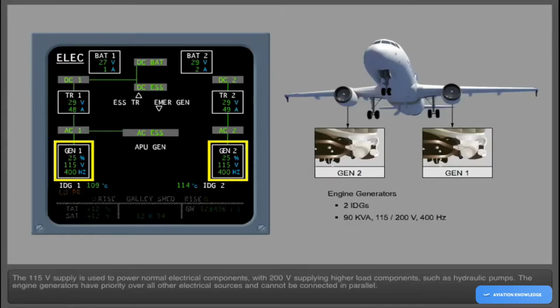The 115-volt supply is used to power normal electrical components, with 200 volts supplying higher load components such as hydraulic pumps. The engine generators have priority over all other electrical sources and cannot be connected in parallel.